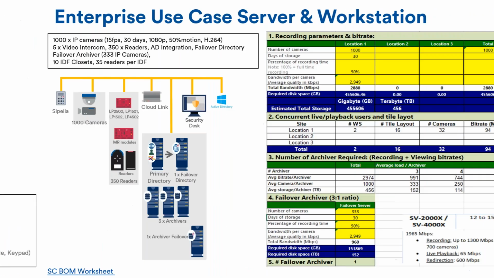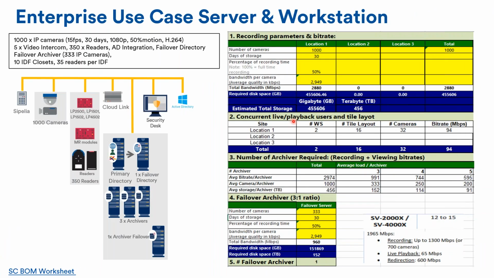So let's take an example over here that we have 1,000 IP cameras at 15 frames per second with 30 days of recording at 1080p resolution and 50% motion at H.264 stream recording. We also have 5 video intercom devices. We have 350 readers, and we also require Active Directory integration. We require failover directory. We require failover archiver for 330 IP cameras. And we have 10 IDF closets with 35 readers each.